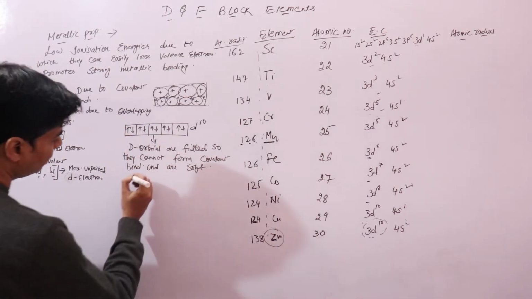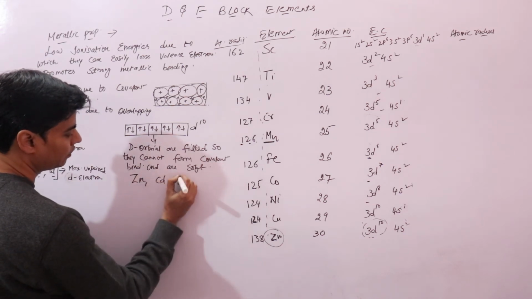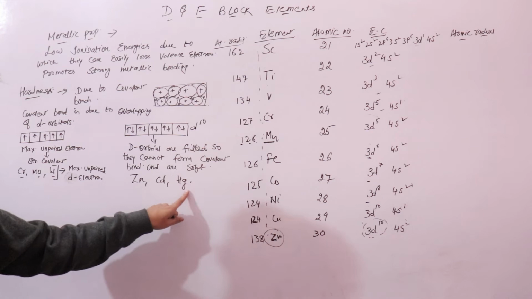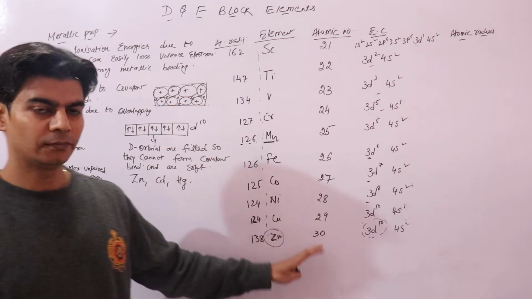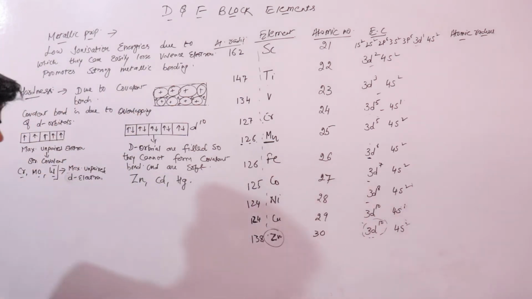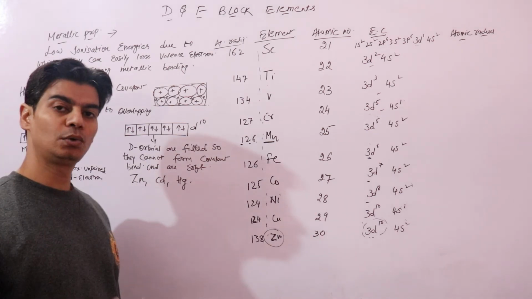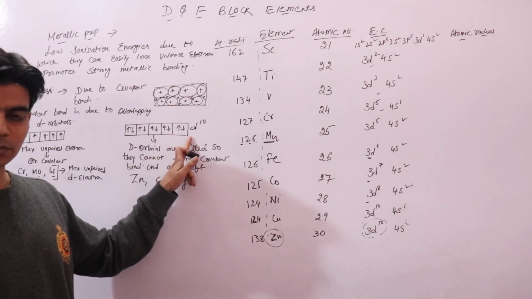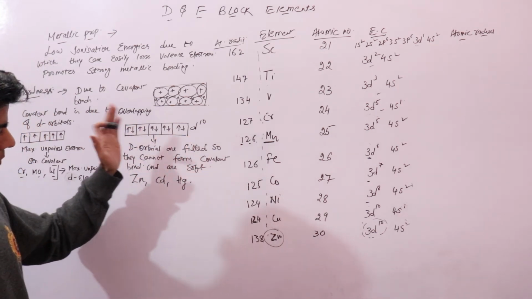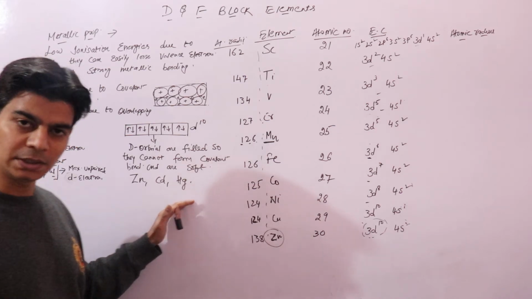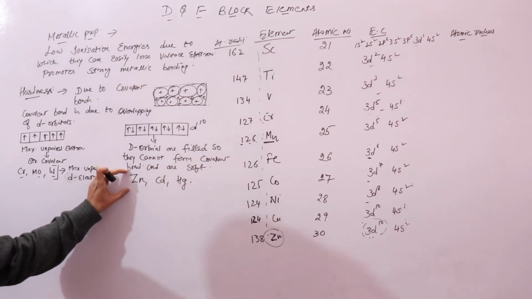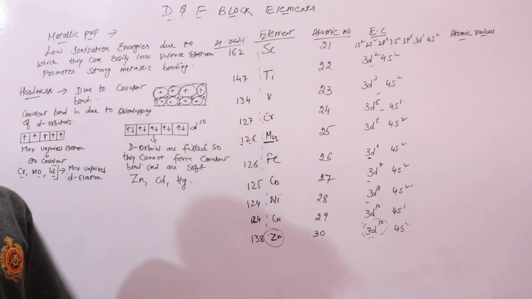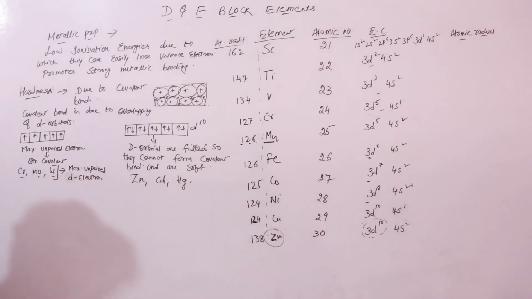And metals of these types are zinc, cadmium and mercury. Zinc, cadmium and mercury possess d10 configuration. These elements belong to the first, second and third transition series. Due to the presence of paired electrons or filled d orbitals, they cannot form covalent bonds, hence are soft. That is why these elements are soft, because they cannot form covalent bonds due to the presence of filled d orbitals. I hope this concept is clear.